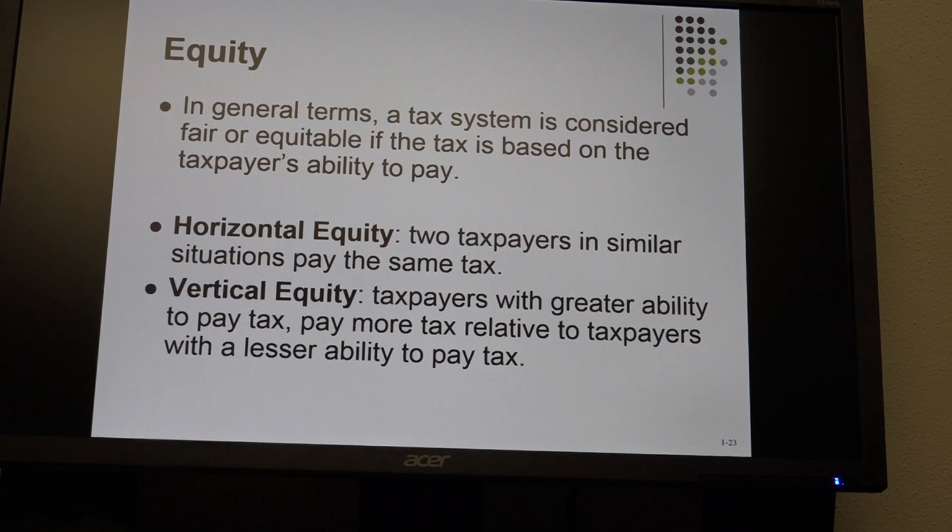Vertical equity simply says that taxpayers with greater ability to pay tax should pay more relative to taxpayers with less ability to pay taxes. Certainly our graduated tax system does that. Certainly if you had a flat tax system, that wouldn't be the case. If there was just a 15% flat tax, those who earn more are going to pay the same amount percentage-wise as those who make less. The end.